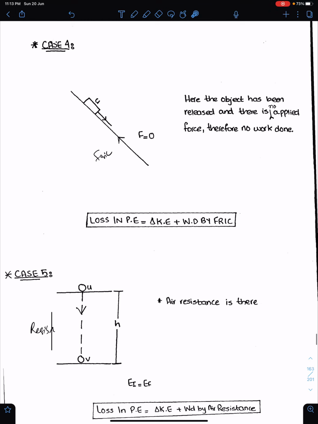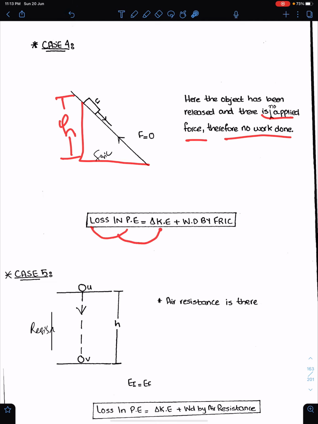Case 4. This object has been released on the line of greatest slope and there is no applied force. Therefore, no work done by applied force. And this is the height of the object from ground. So, loss in potential will be distributed into change in kinetic and work done by friction. This is EI and this is EF.